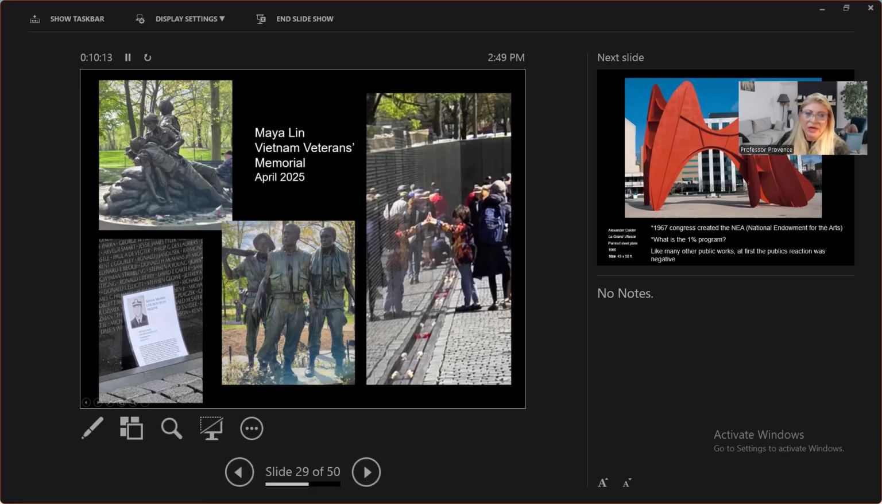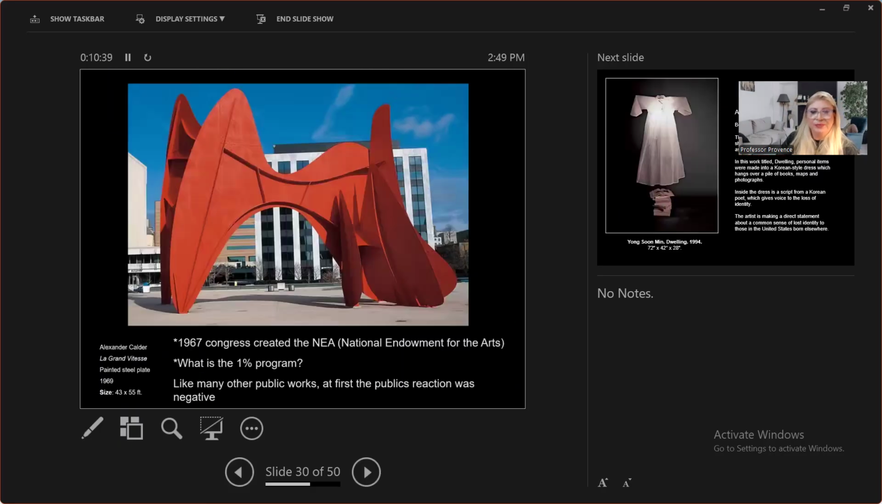And I just happened to catch this child, leaning in on the wall, touching these names because they're all engraved in there. And it's just incredible. It was very powerful. I wish that I could have stayed a little bit longer, just to absorb the experience a little bit more, but very intense commemorative piece.